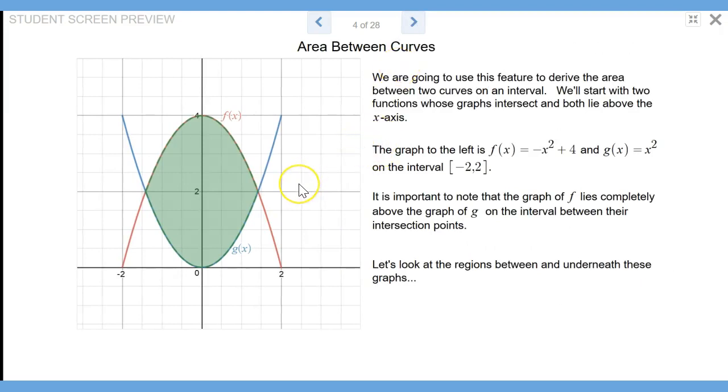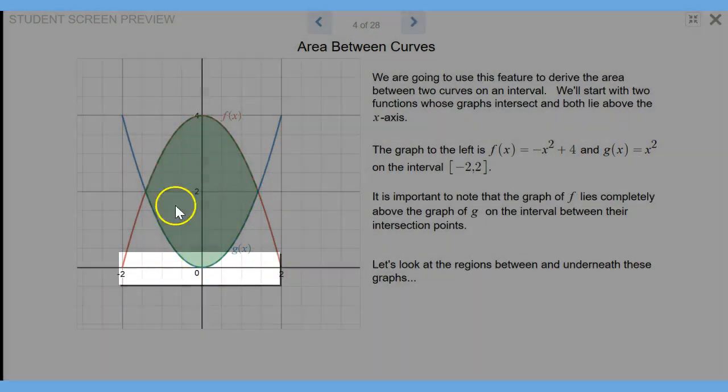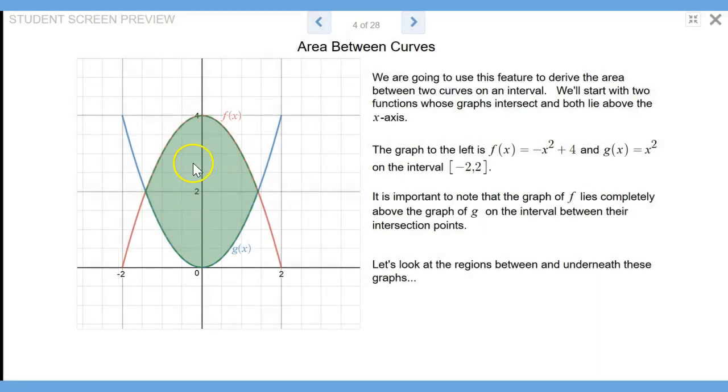And we're going to start off by looking at curves that are both above the x-axis. So this upside down parabola is f of x, and this blue parabola is g of x equals x squared, and we're looking at the interval minus 2 to 2. Look at this green shaded region between the two graphs. We want to get that area.